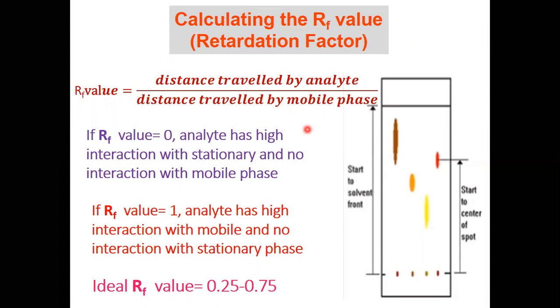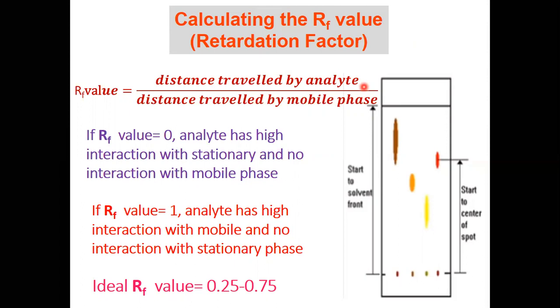The ideal RF value is between 0.25 and 0.75. If the RF value is 0, it means the distance traveled by the analyte is 0. That means the sample does not travel. It shows a strong interaction of the compound with the stationary phase, and the sample is very similar in behavior to the stationary phase.